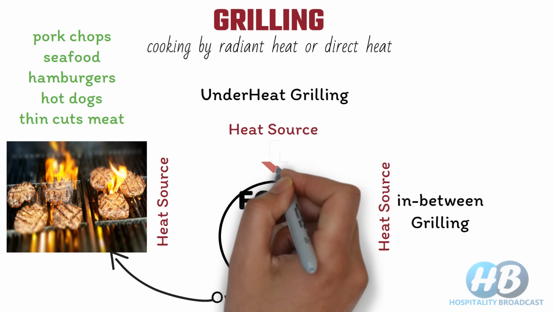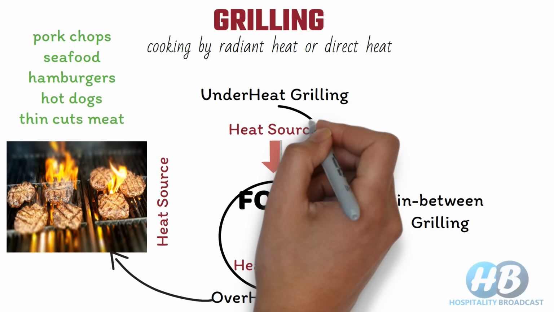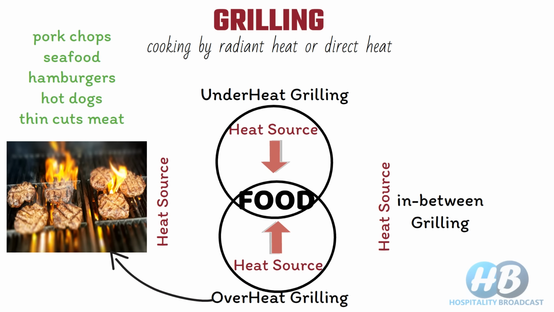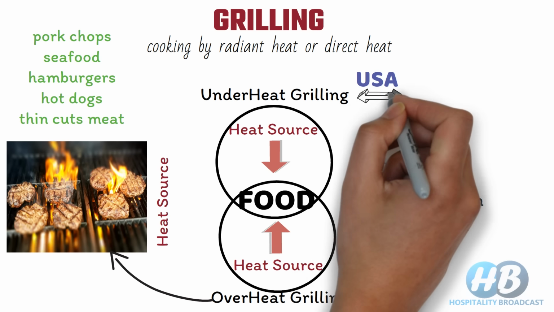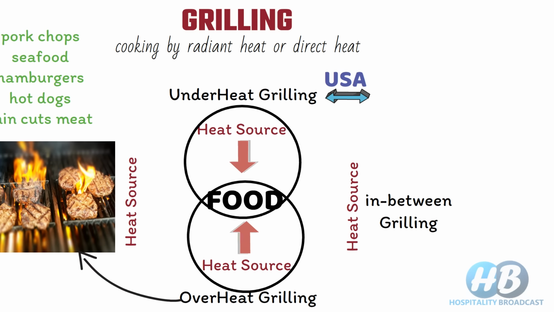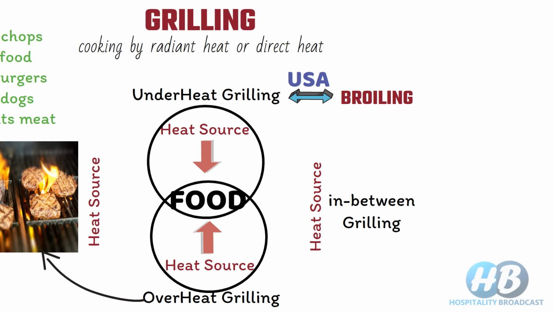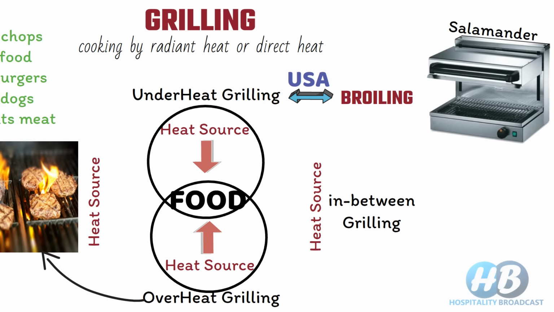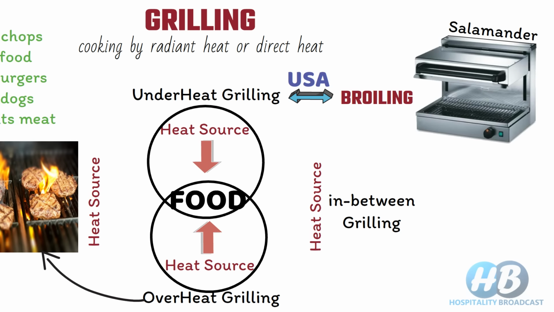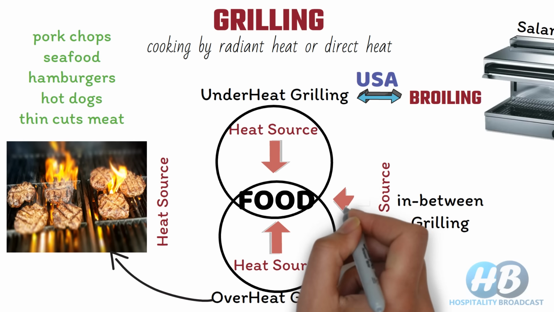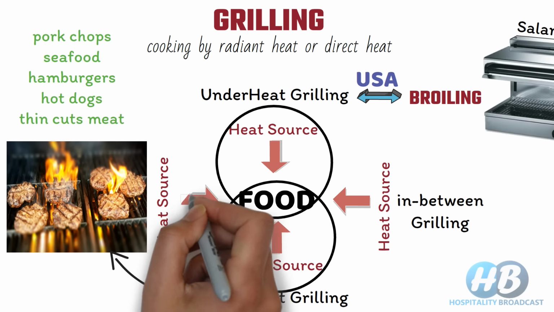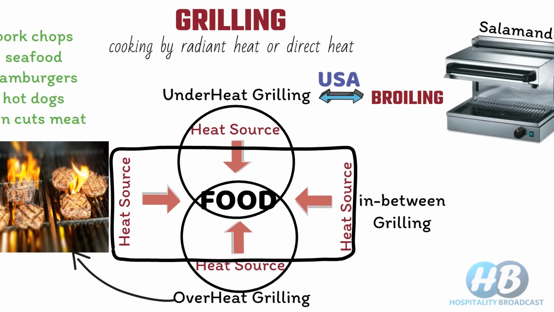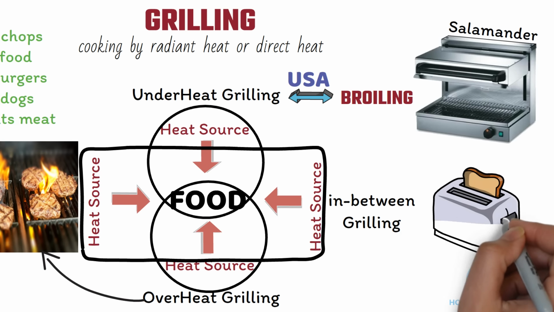Underheat. Now, if the food is below the heat source, then it is called underheat grilling. In the United States, such underheat grilling where the food is grilled below the heat source is called broiling, and the pan which is used for broiling is called broiler pan. An example of underheat grilling or broiling is salamander. Salamander is an equipment which is used for broiling. Between heat. In this, the heat source is on both sides and the food is placed in between, the way bread is grilled in a bread toaster.